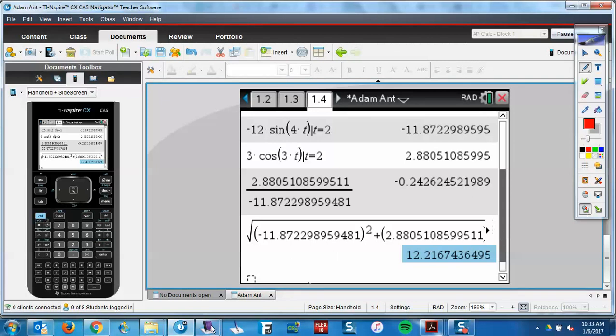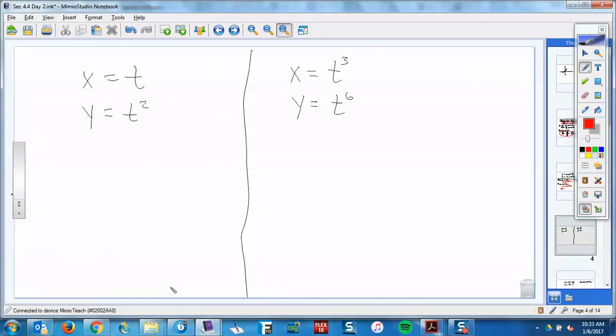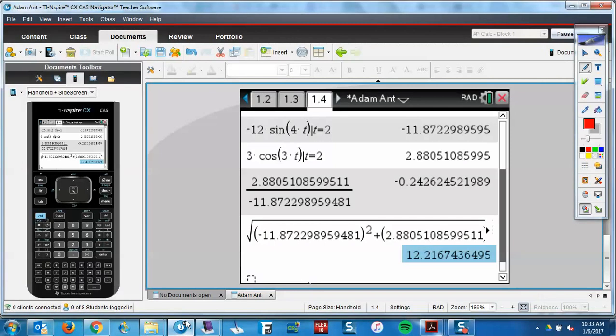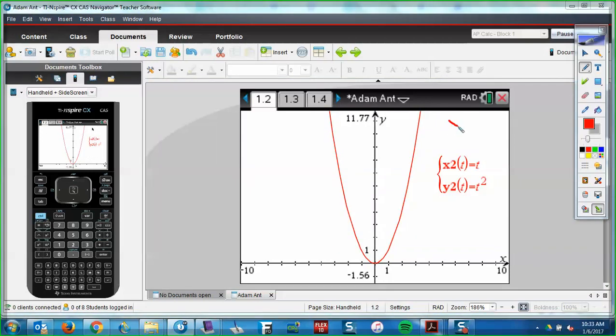Okay, now we're going to get into just a couple other things with parametric equations. So on our calculator, and you can do this with me or you can just watch, it doesn't really matter. I'm going to go pretty quick with it. So what I've done is I've graphed this right here. Now think about this. If I tell you that x is equal to t, and I tell you that y is equal to t squared, okay?